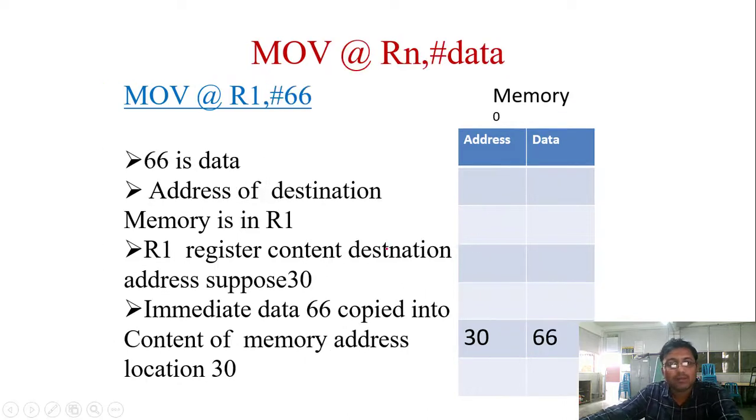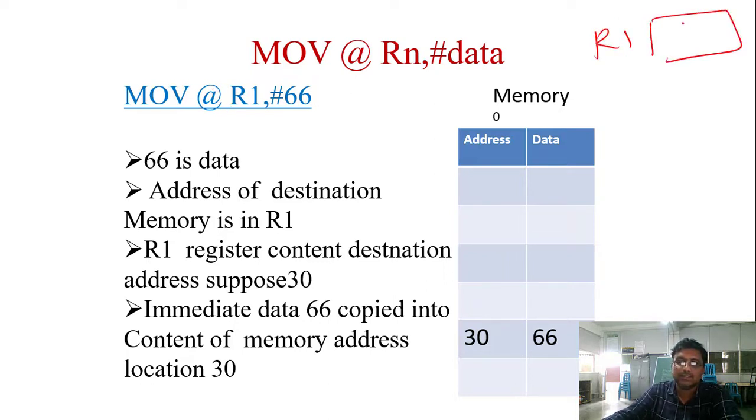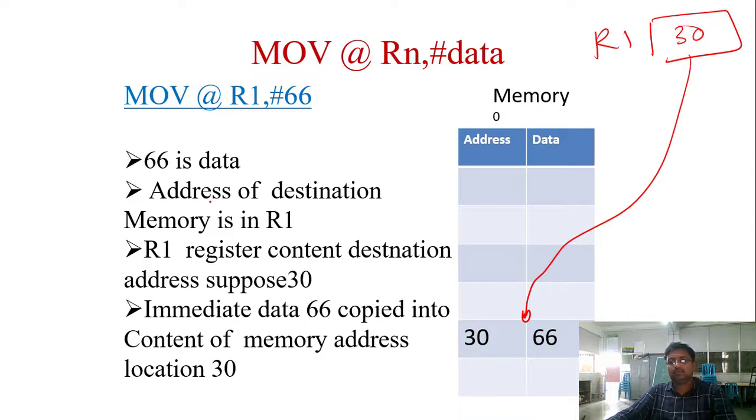Okay, so next thing, MOV @R1, #66. So @R1 means R1 is suppose 30. My data is 66. R1 contains 30, so it copies the data 66 into the memory location 30h. So 66 is my data. The address of the destination is in R1, and R1 suppose contains 30h. My data 66 will be copied towards 30h. Okay.